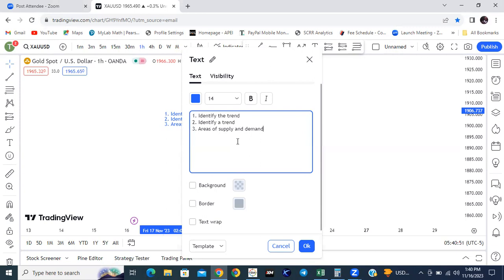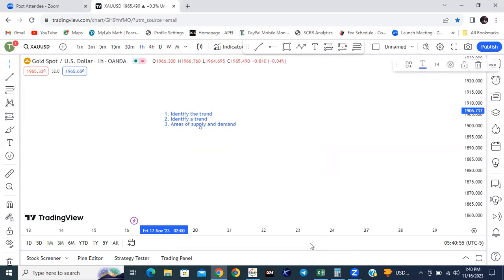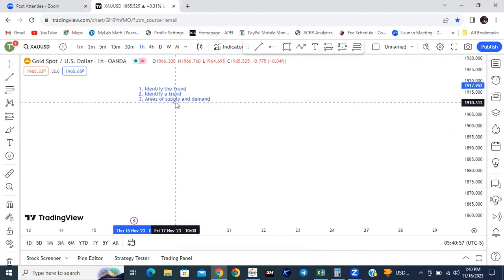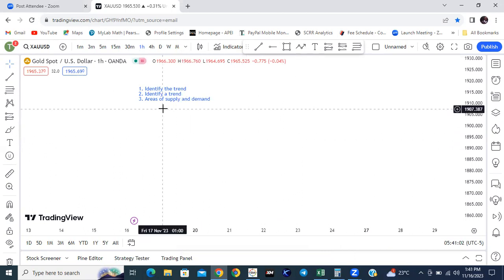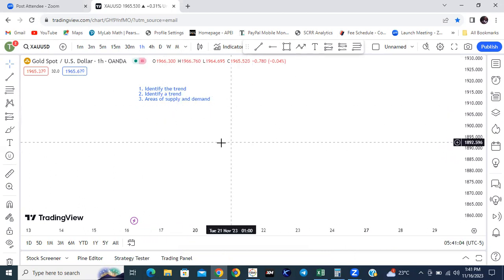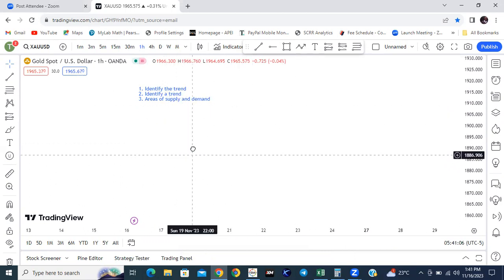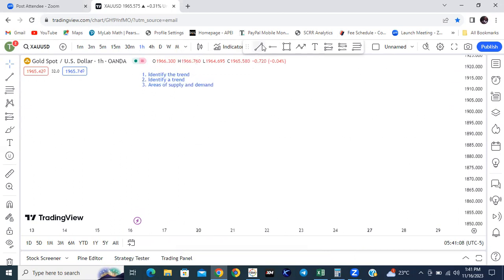So if it's a bullish market or an uptrend, we want to look for areas of demand so that we can buy. If it's a bearish movement, that is a downtrend market, we want to look for areas of supply so that we can sell. So let's begin probably with an uptrend.